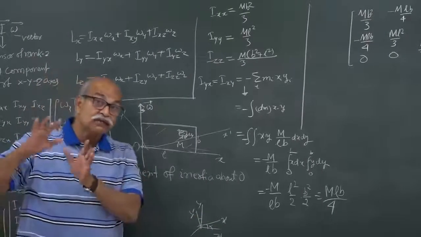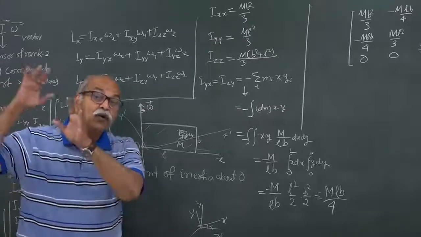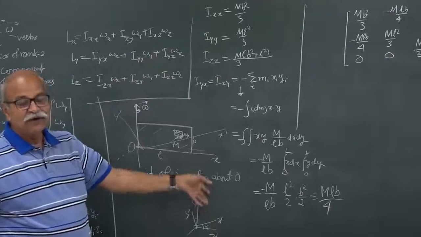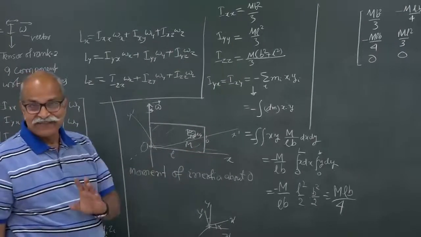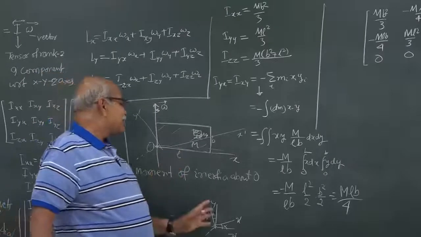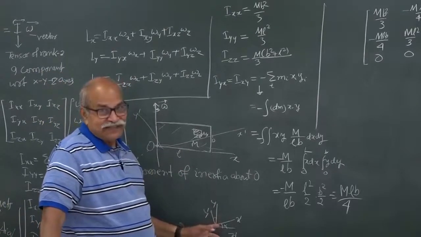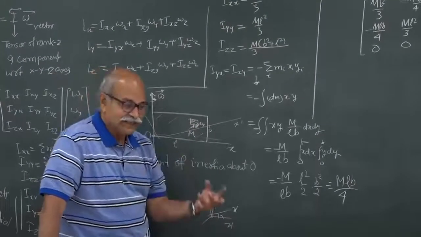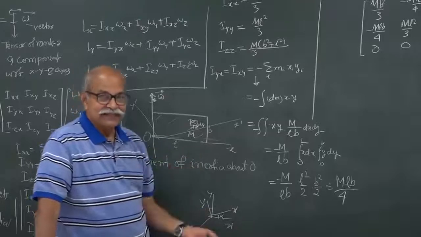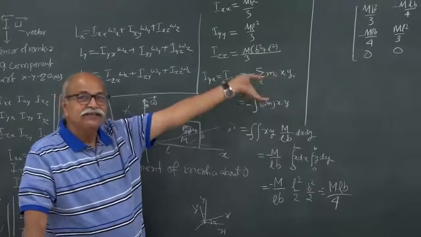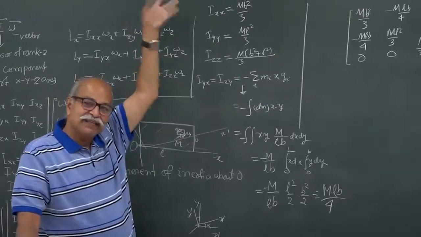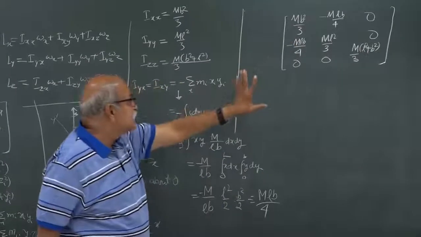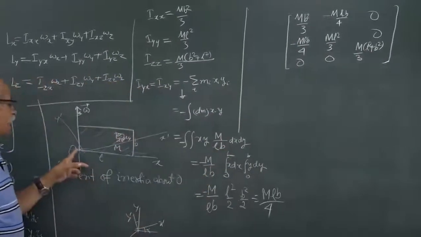If those transformation equations are obeyed, only then do we say that this is a tensor of rank 2, or this is a vector, which is also called a tensor of rank 1. And as a matter of fact, a scalar is also a tensor of rank 0. So you have a tensor of rank 0, which is a scalar, a tensor of rank 1, which is a vector, a tensor of rank 2, which is like this, and then tensors of rank 3, 4, 5 have no special names. So, that is it. This is our moment of inertia tensor components.